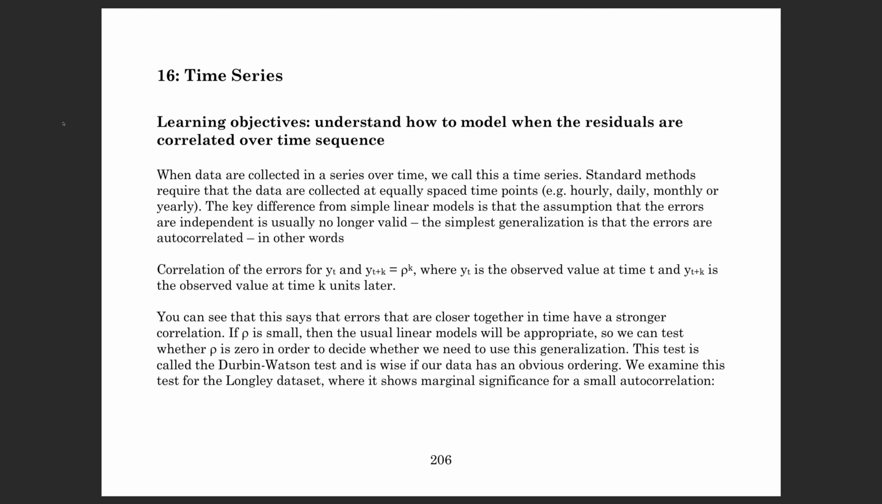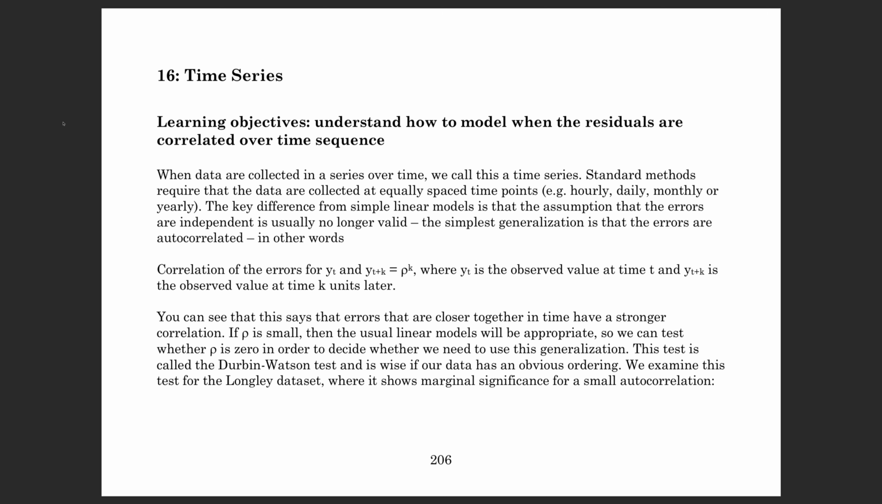The simplest case is what we call autocorrelation. In other words, the correlation of the errors from yt and yt plus k, where t plus k means it's observed k units later than t. The correlation is rho, where rho is some parameter to the power of k. So you will see that this says that errors that are close together in time have a stronger correlation. So rho is always between -1 and +1. In fact, usually it's between 0 and +1. It's quite rare we would have a negative autocorrelation.